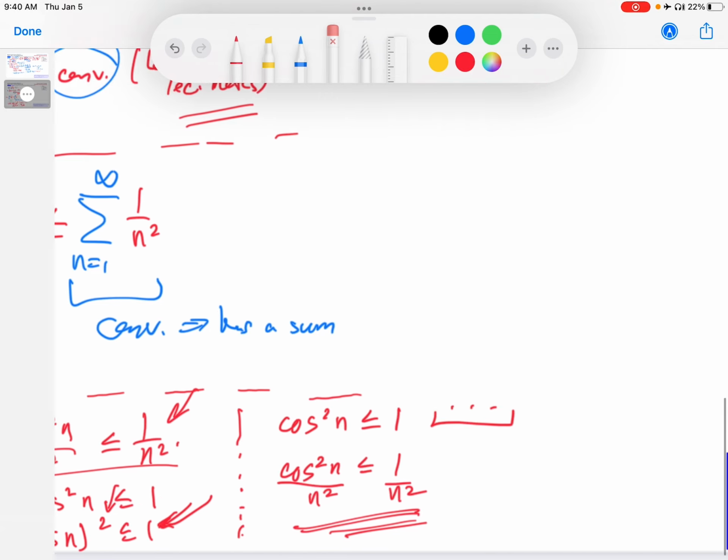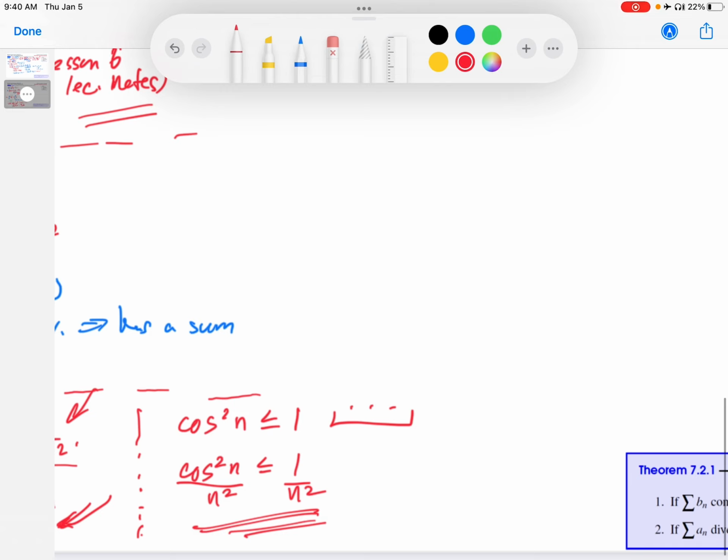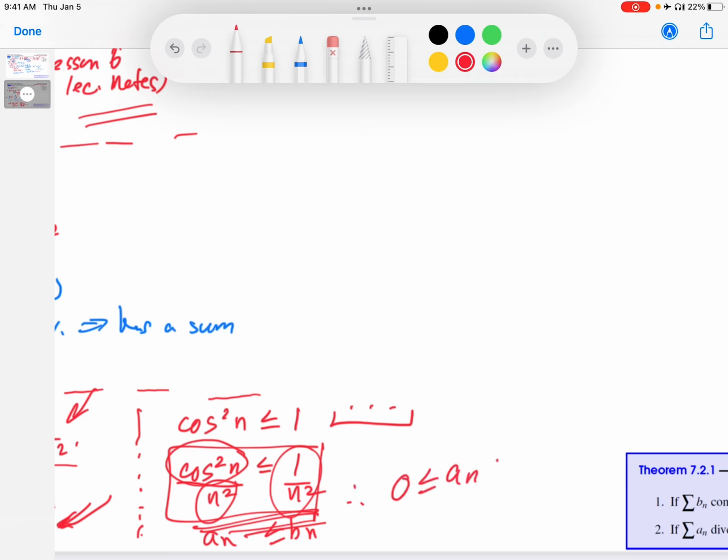All right, so now that we have those two parts done, a_n less than or equal to b_n. The last requirement of the direct comparison test is to just double check that all the terms are positive. So indeed, cosine squared n is non-negative. It's never equal to a negative number, and neither is n squared, and neither is 1 over n squared. So indeed, we have 0 less than or equal to a_n less than or equal to b_n.